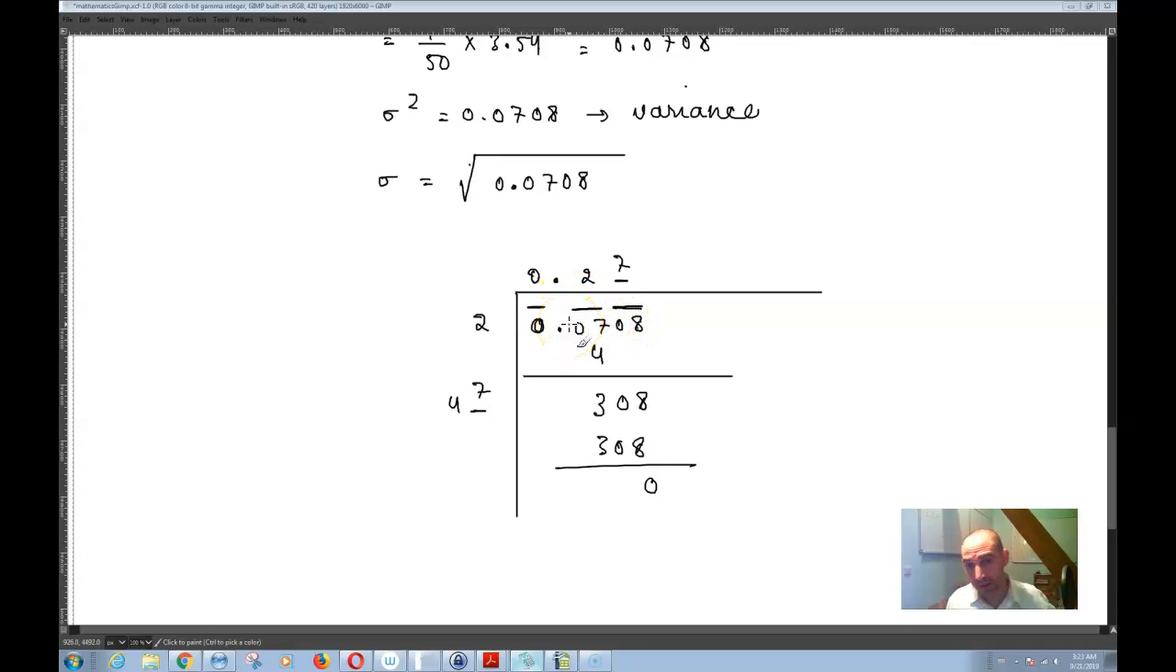meaning that on a calculator, the square root of 0.0708 is equal to 0.266082639, and it keeps going.